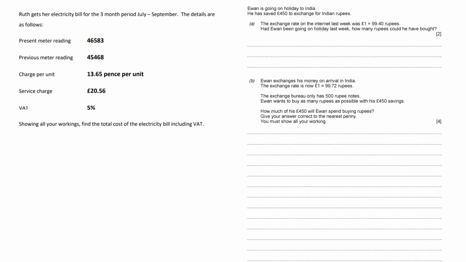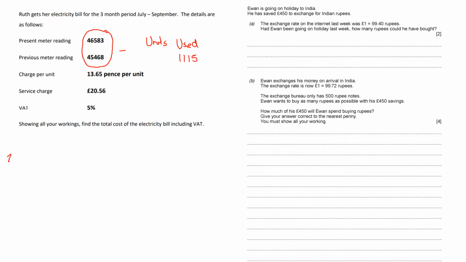Okay, a couple of tricky ones here. Starting with an electricity reading. So what we need to do here now, the layouts of these are always very different. What you have to do though is always the same, okay? You start by taking the previous and the current reading and you take them away from each other. That will tell you how many units you have used. So the current reading is 46,583. Take away the previous reading of 45,468. Means that we have used 1,115 units.